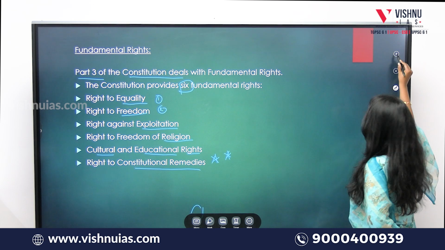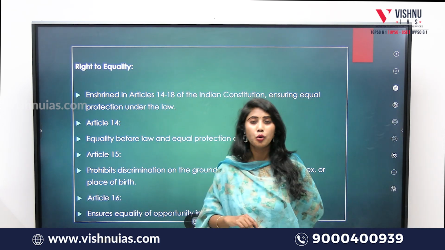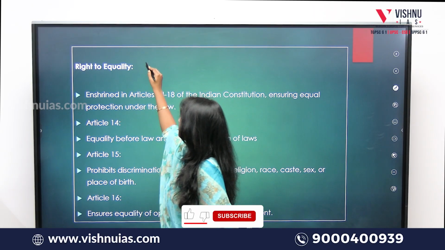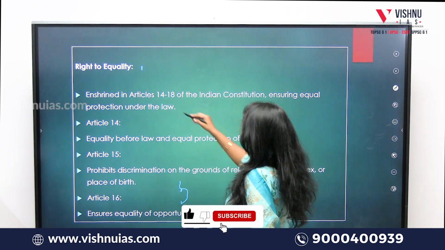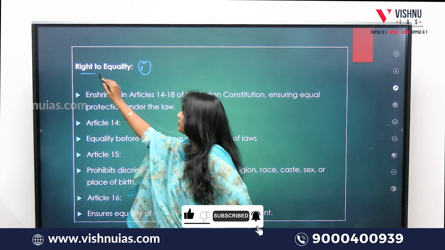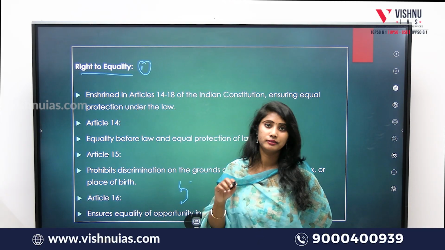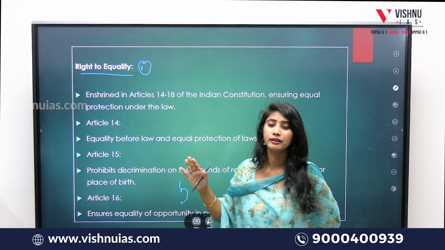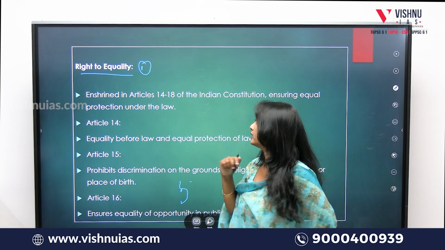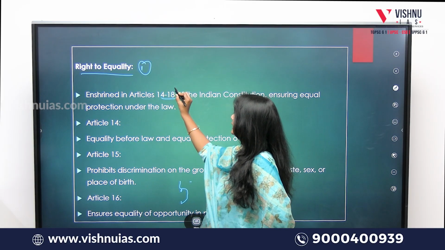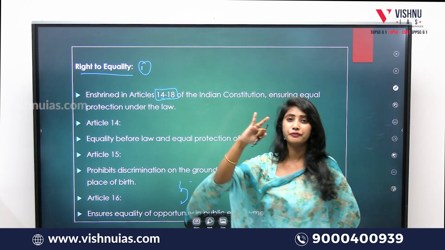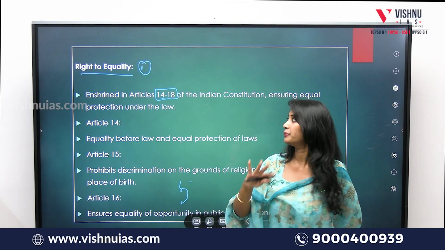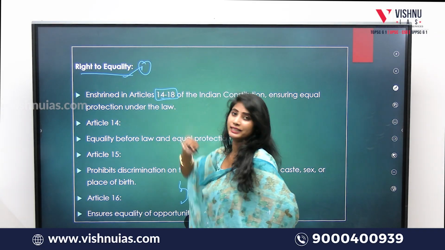And next, now coming to one of the significant fundamental rights. The first fundamental right is said to be right to equality. This right to equality has been embedded in articles 14 to 18. 14, 15, 16, 17, 18. These 5 articles constitute the principle of right to equality.